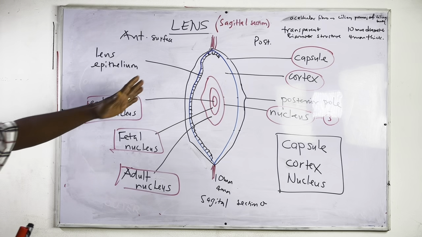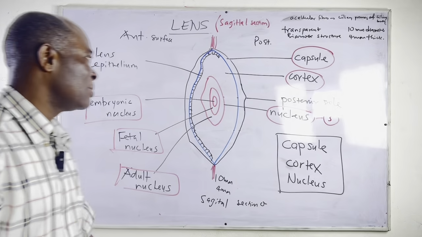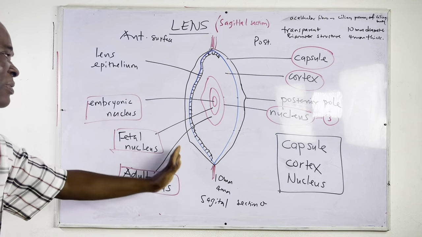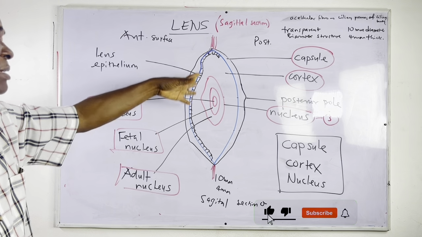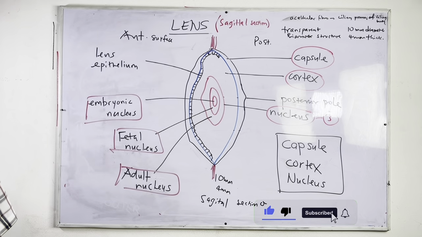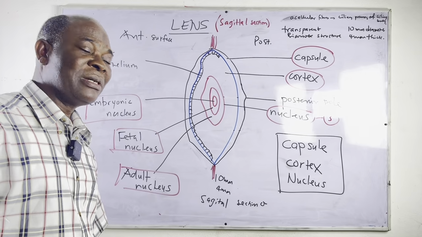So this is the anterior surface of the lens, and this is the posterior surface of the lens. It's only on the anterior surface of the lens that we have the inner side of the capsule having the lens epithelium, which is not present at the posterior part.